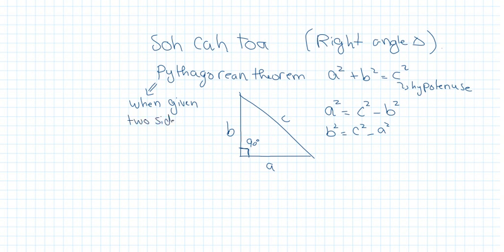That's when you use the Pythagorean theorem, only in a right angle triangle. Can I emphasize this any more? Only in a right angle triangle. If you know two sides and you're looking for the third, then you can use the Pythagorean theorem.